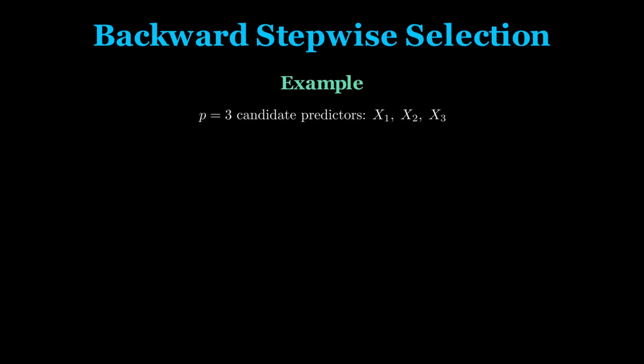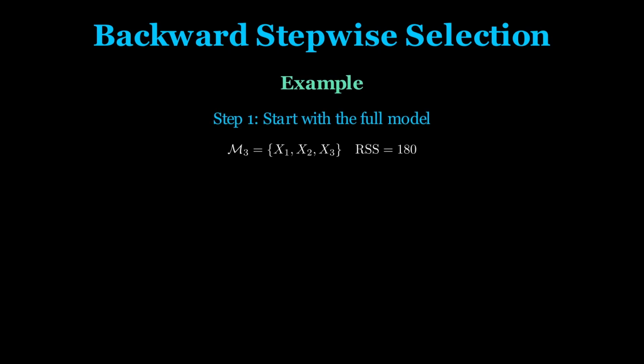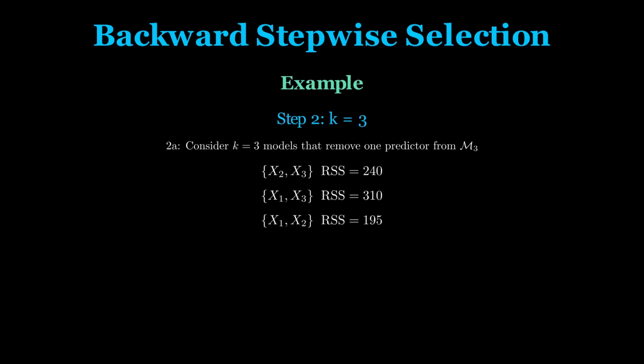Let's walk through an example with p equals 3, x1, x2, and x3. This time, we work our way down. We start with the full model M3, which includes all 3 predictors. Its RSS is 180. Next, we consider k equals 3 models, each formed by removing one predictor from M3. In step 2b, removing x3 gives the lowest RSS of 195. So M2 equals the set containing x1 and x2.